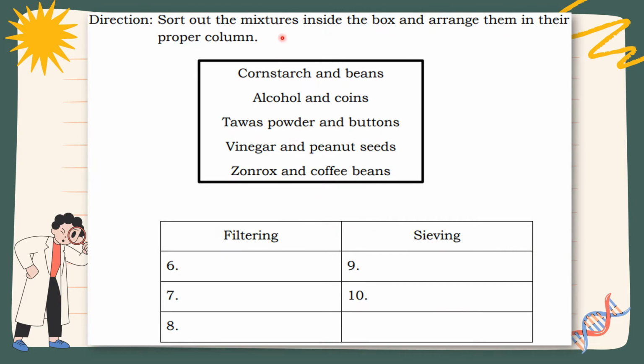Sort out the mixtures inside the box and arrange them in their proper column. So the first column is filtering and the other side is sieving. The mixtures are cornstarch and beans, alcohol and coins, tawas powder and buttons, vinegar and peanut seeds, sunrocks and coffee beans.